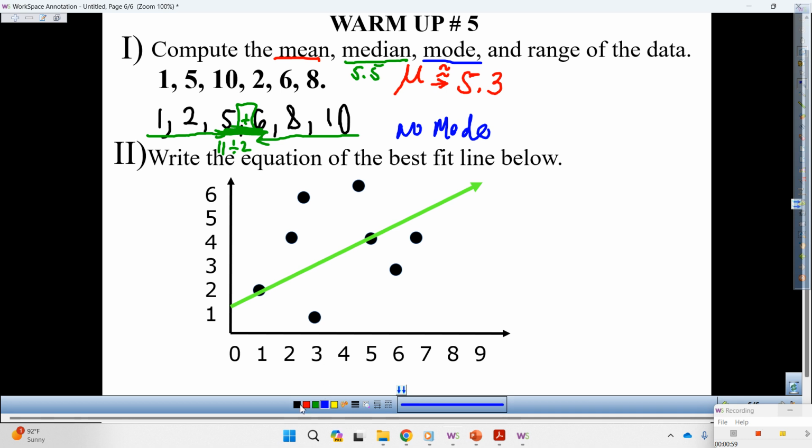And last but not least, the range. The range we find by doing what? Pass someone? Brandon? Fernanda? Oh, Yanni, my bad. What is it? 1 and 10, so you take 10 minus 1, and that gives us 9. That is correct. So our range is 9. Hands if you got all 4. Very good. Let's go to number 2.